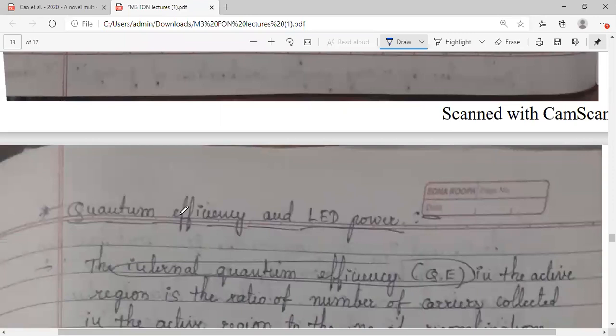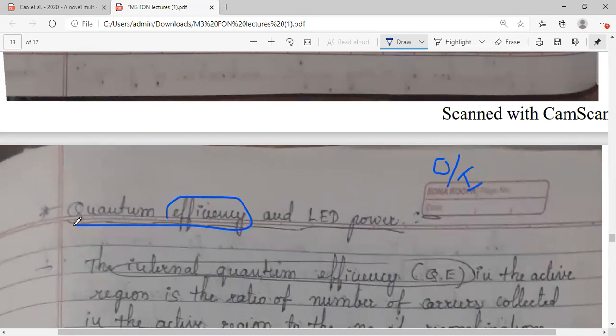Now coming to the next topic, that is quantum efficiency and LED power. Quantum efficiency is one of the important concepts in case of LED, to explain or derive the equations. What do you mean by efficiency? In general, we define any efficiency term as the output divided by the input applied. That is what we generally take. What is the efficiency? How much you applied, how much you got.